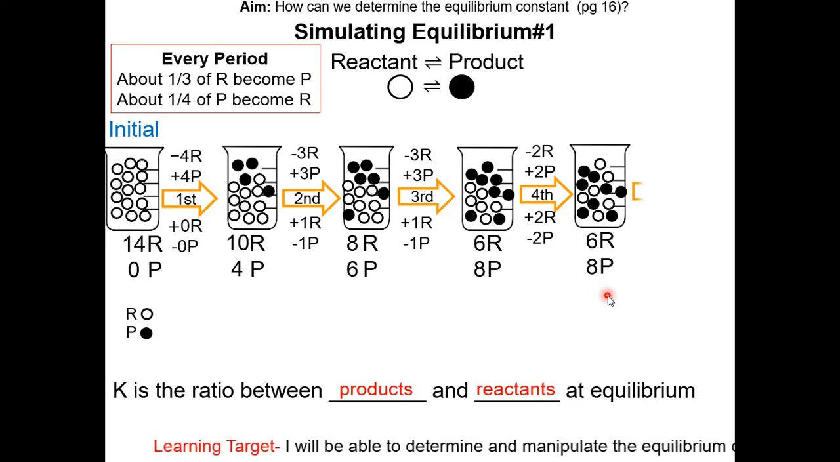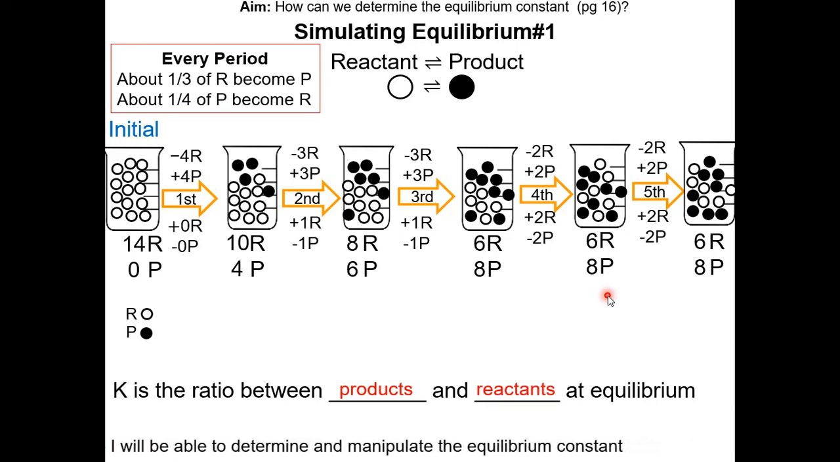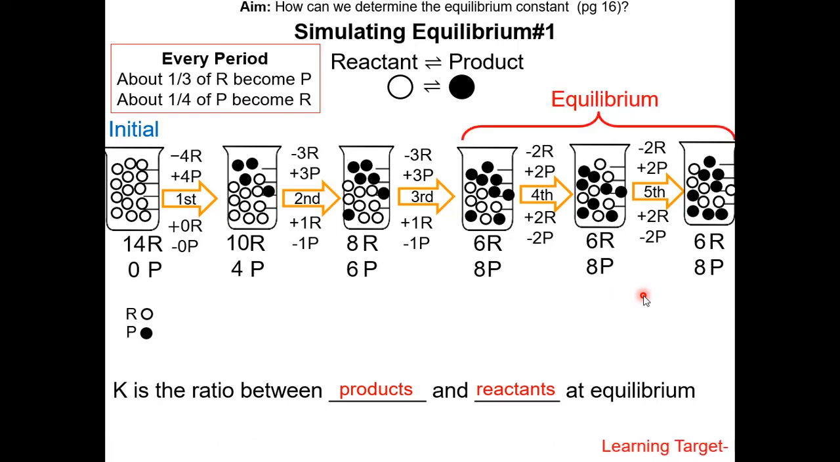If we do one more period, we're still going to get the same result. There is change, but there is no net change. The number of reactants and products are the same. We have reached equilibrium. The concentrations are constant, even though the reaction is still happening.